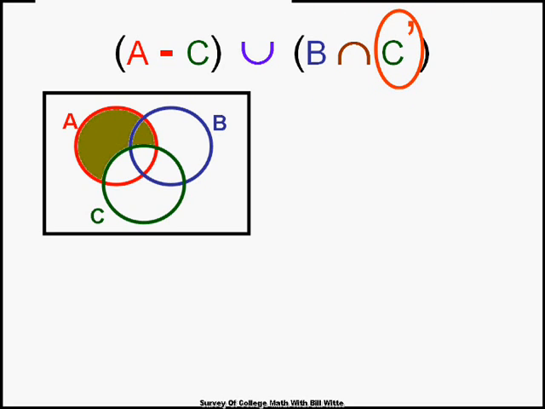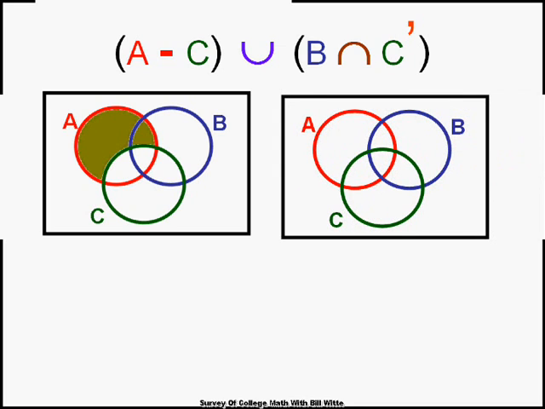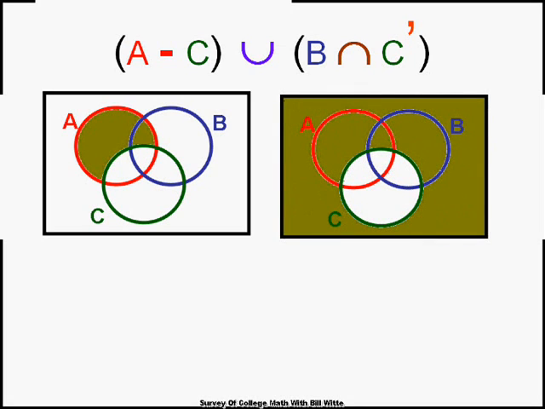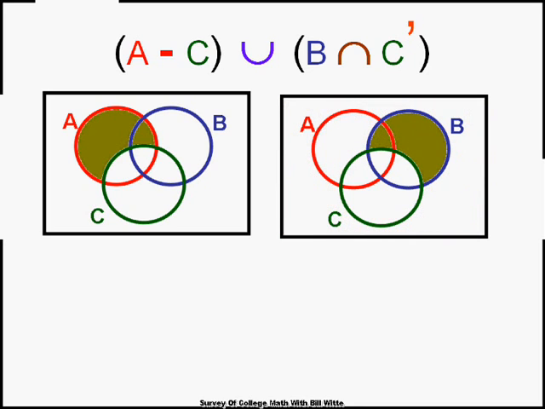Okay, now this one, I'm going to do in a separate picture. C complement, everything but C. And I want to intersect that with B. What portion of this is also in B? See the check marks. Okay, so that's B intersected with C complement. There it is. I want to union these two together.